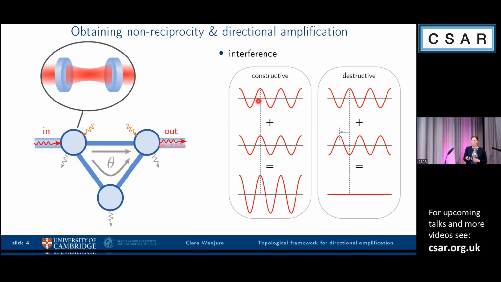Now, if a peak and a valley align, and these two waves come together, then the resulting amplitudes will add up and we obtain our original signal. However, if one wave is shifted against the other so that a peak and a valley align, we just get zero. And that's the destructive interference. And we can engineer these structures in such a way that we obtain constructive interference in one direction, but destructive interference in the other direction.